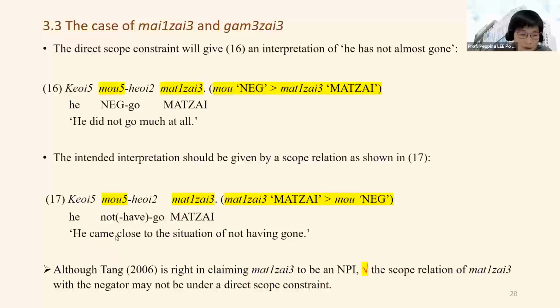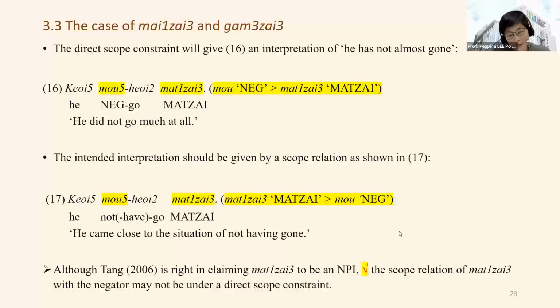In other words, came close, which is the reading given by matzai, occurs in a wider scope over the original matzai. So what I'm saying is, for 17, it should be matzai, which is came close. So 佢冇去乜滯 is the approximative. And if you look at the English translation, it is came close. However, the negator mo is not having gone. So if you want to get the right reading for 16, which we write as 17, it should be the 乜滯 having scope over the mo, which gives the reading over here.